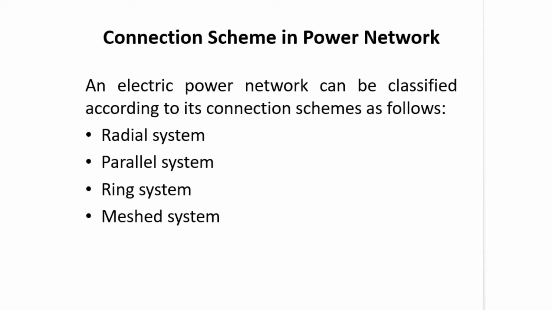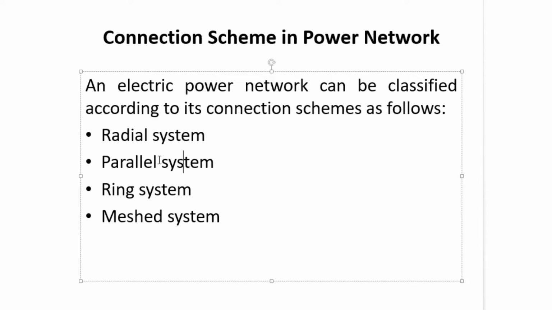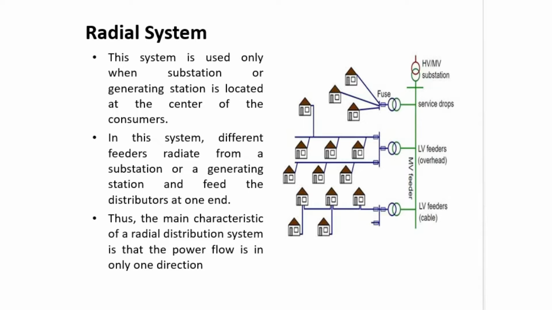So, coming towards the connection scheme in power network, an electric power network can be classified according to the connection scheme it follows, and the connection schemes can be the radial system, parallel system, ring system, and mesh system. So coming towards the radial system, what is the radial system?